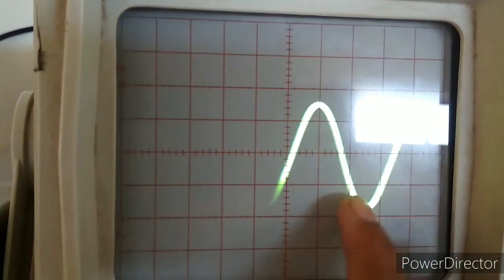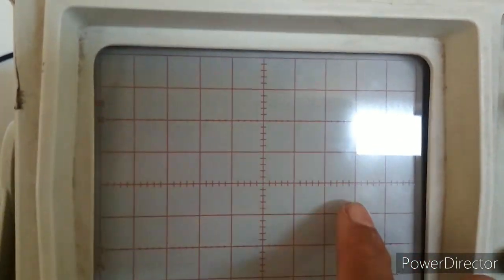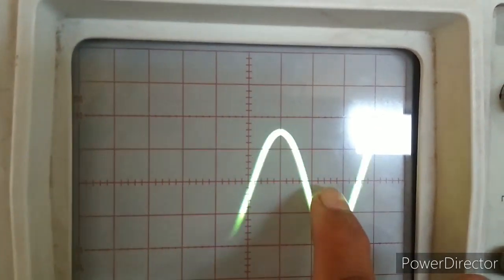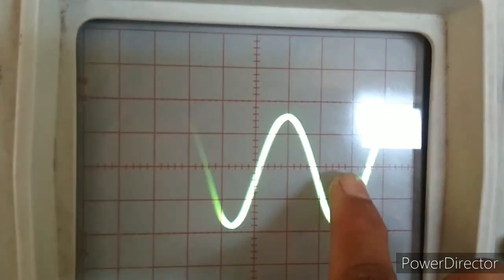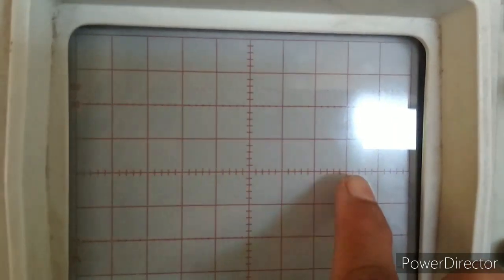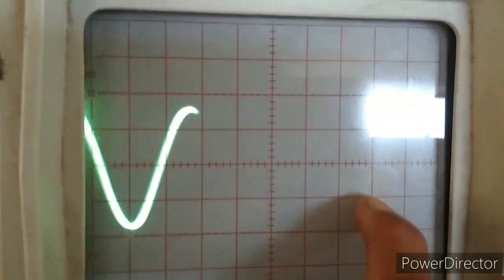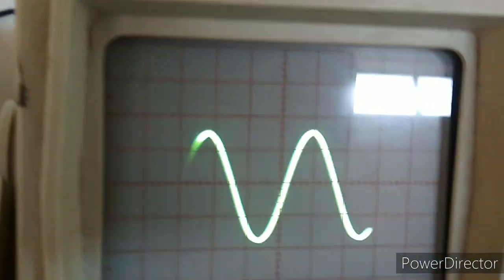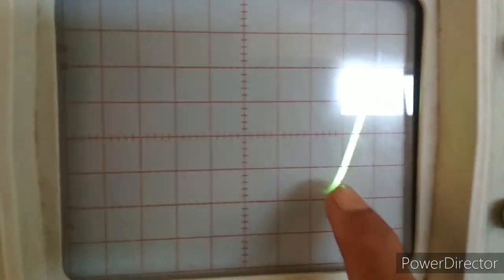And for the negative half cycle, how many divisions are there? 2.2, 2.4, 2.6, 2.8 and 3. Then 3.2 and 3.4. So here the total waveform is completed for one cycle. Okay. So this is total 3.2.